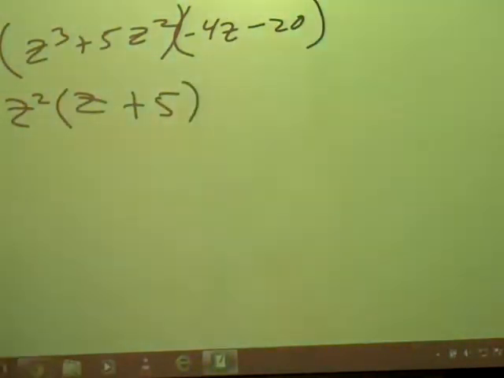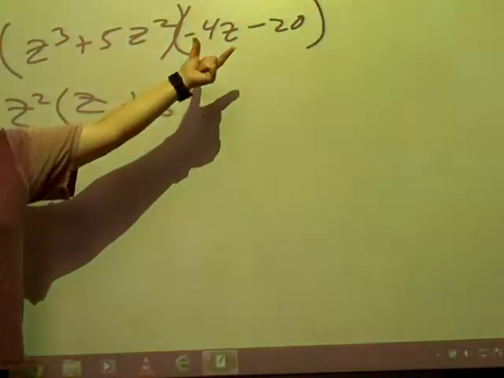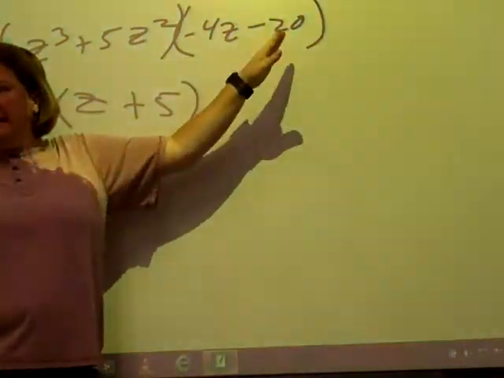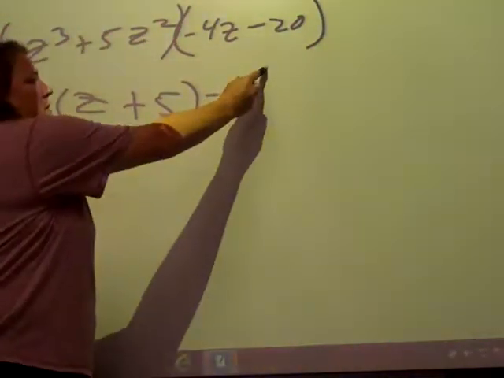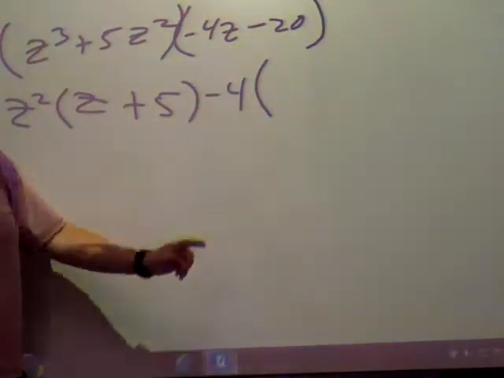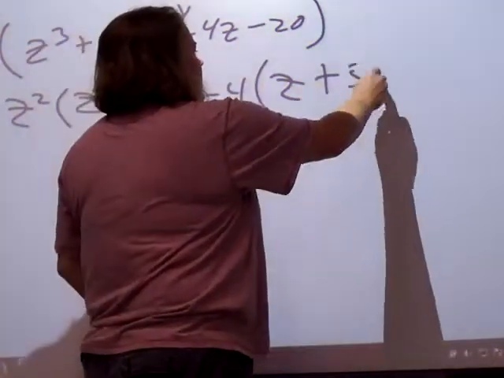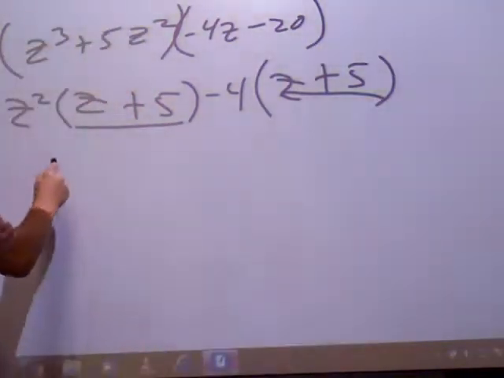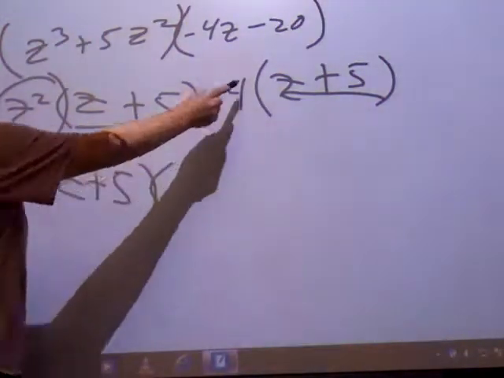Now, I need to be able to take something out of this second group so that the result is also a z plus 5. So what do they have in common here that I can take out? Take out -4. Very good. So, -4z divided by -4 is z, and -20 divided by -4 is 5. We've done this before. It's just been a while. To write our answer now, we take what we have twice, times what we took out.